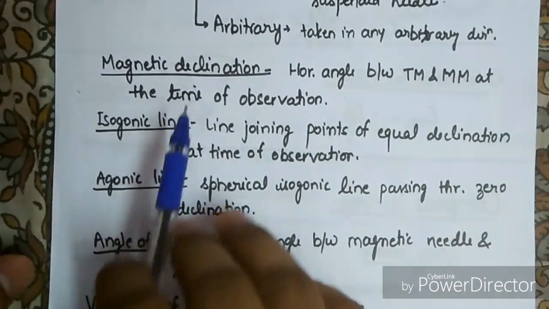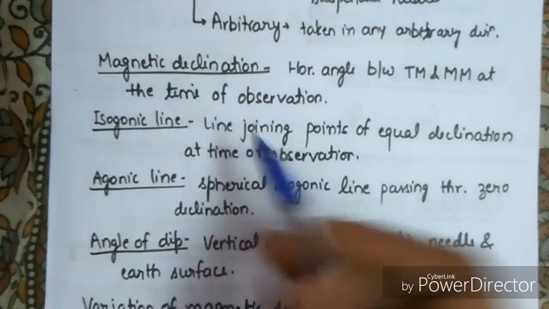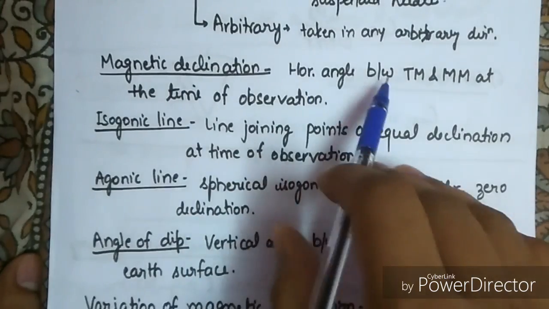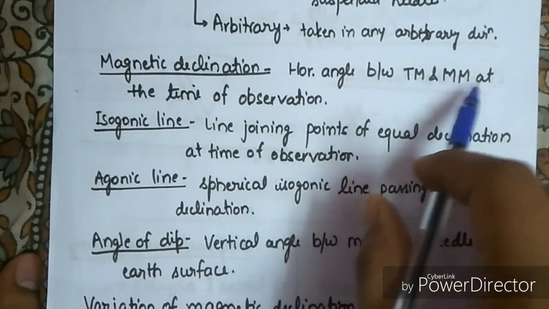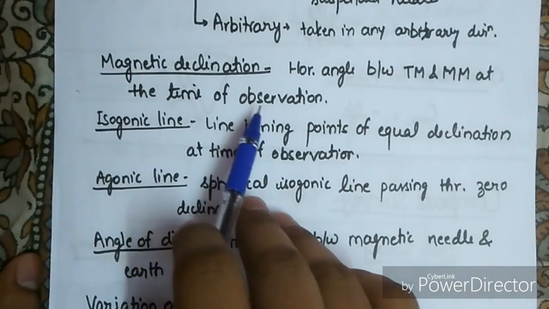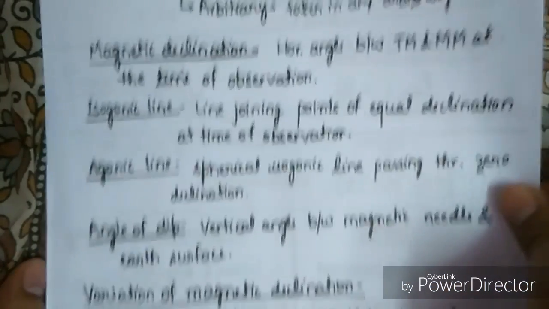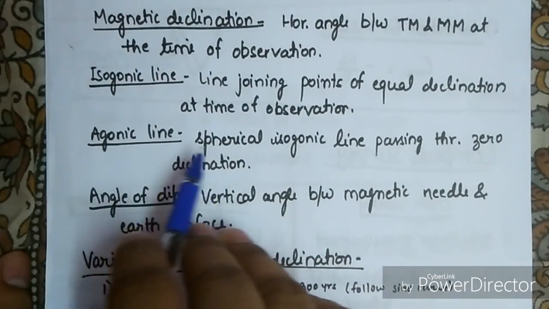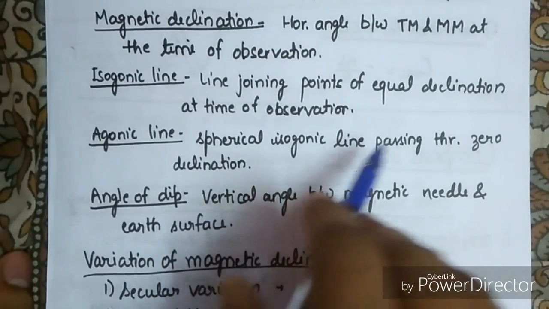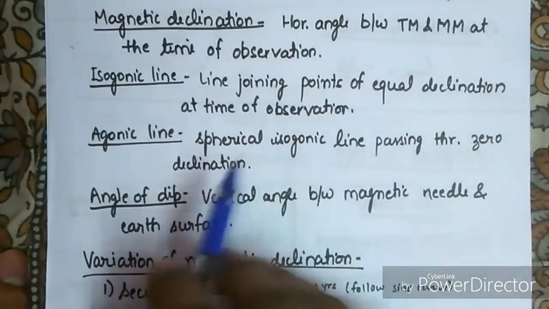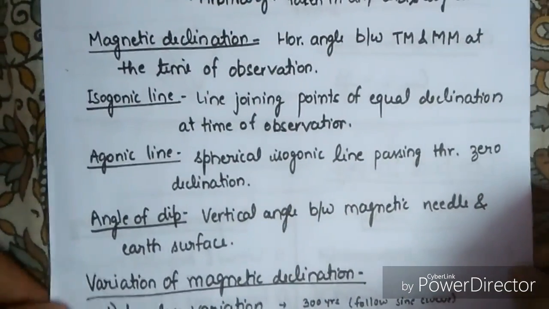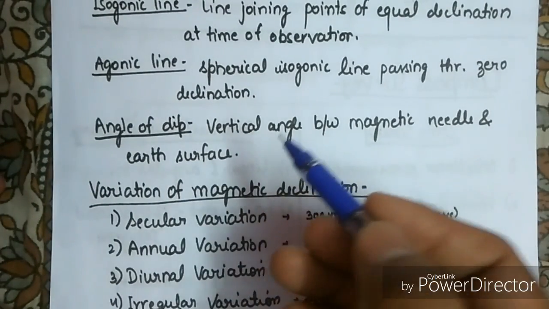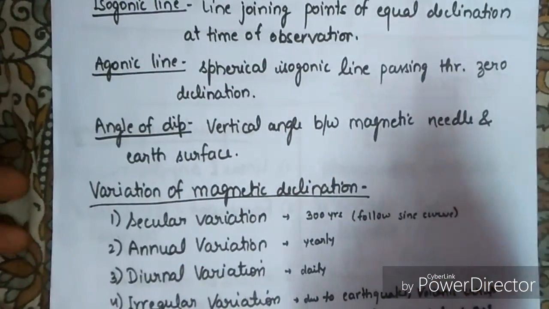Next is magnetic declination. There are a few definitions in it. We have to memorize all of them. Magnetic declination is the horizontal angle between true meridian and magnetic meridian at the time of observation. Isogonic line is the line joining points of equal declination. Agonic line is the special isogonic line passing through zero declination. Angle of dip is the vertical angle between the magnetic needle and the earth surface. Magnetic needle, we have discussed earlier.